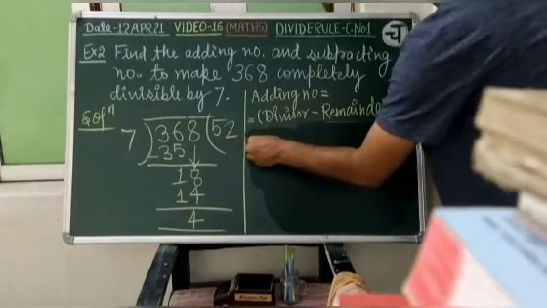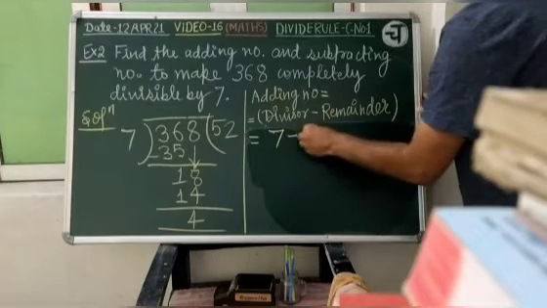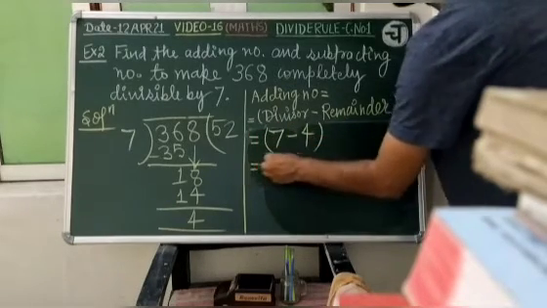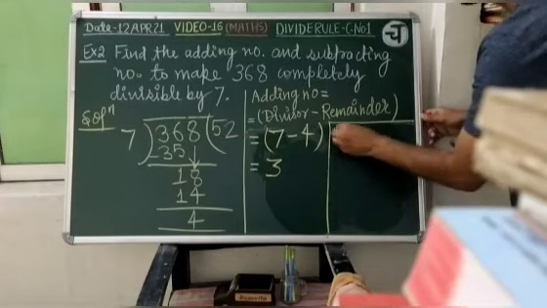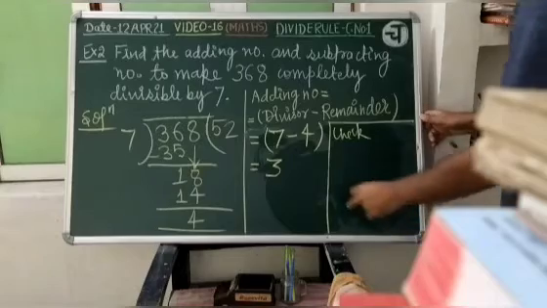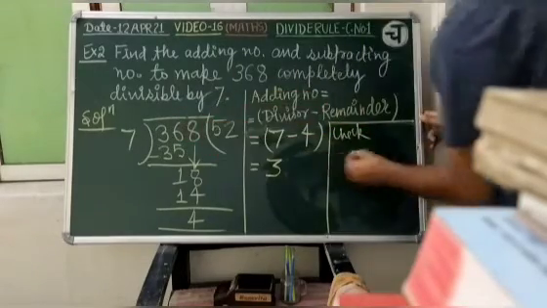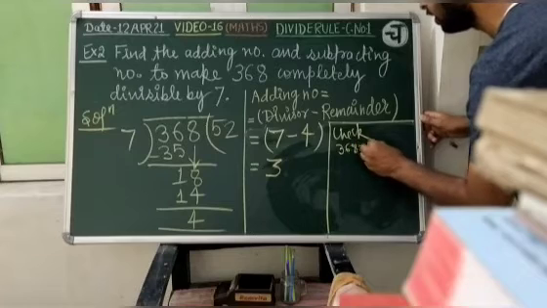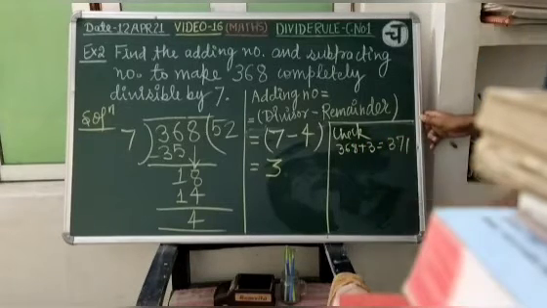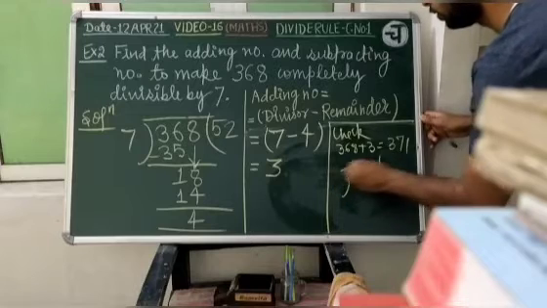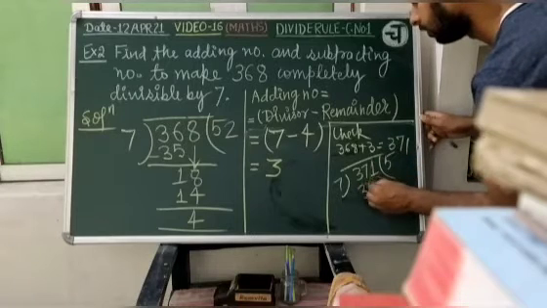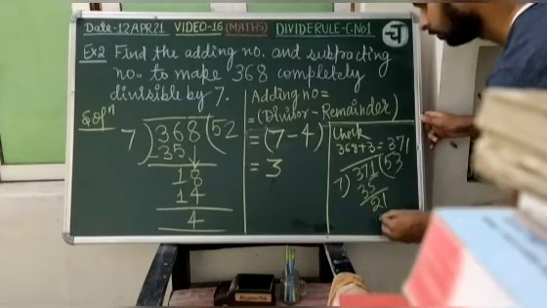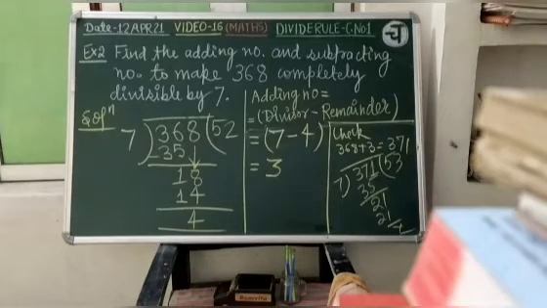Divisor is our 7 and remainder is our 4. And 7 minus 4 is our 3. Isn't it? So we will check that when we add this 3, 368 plus 3 will give us 371, and 371 when you divide by 7, this will go 5 times, it will become completely divisible.